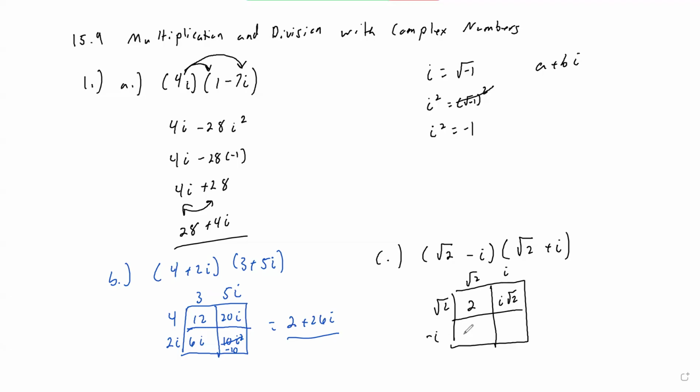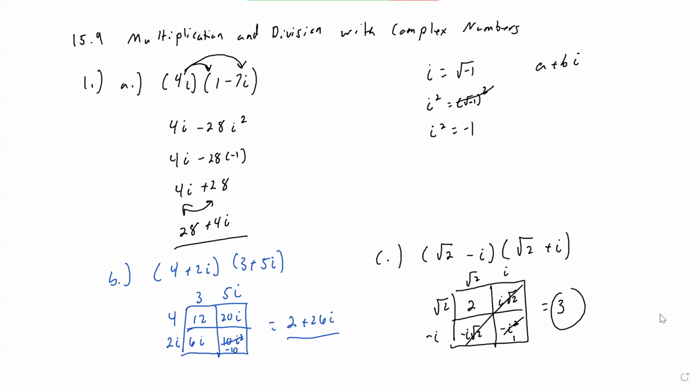Negative i. So this becomes negative i square root of 2, and then negative i times i gives me negative i squared, which we now know basically just changes the sign of the number. So this negative, there's an imaginary 1 there, now becomes a positive 1. So 2 plus 1 is 3, and then i square root of 2 times negative i square root of 2 cancel each other out, so 3 would be your answer. And that's pretty much all multiplication is with complex numbers.